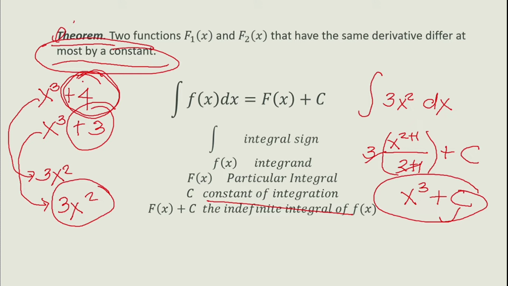Thus, if we let c be any constant, then we may write x cubed plus c as our general answer. So take note, all of our general answers would have plus c. Take note of that. Since these are the constants, the constant will serve as our c. So in this form, the integral of f of x dx is equal to f of x plus c. So this is what we call the integral sign. And this is the integrand. This is the particular integral. And this is the constant of integration.